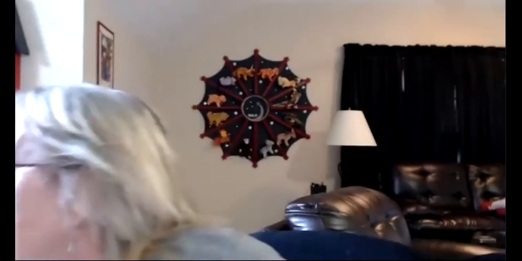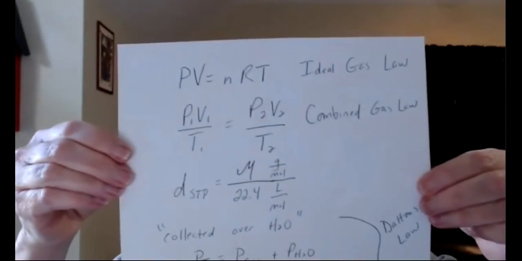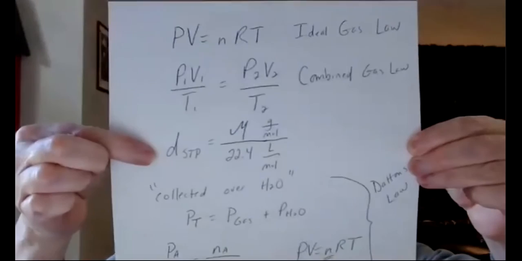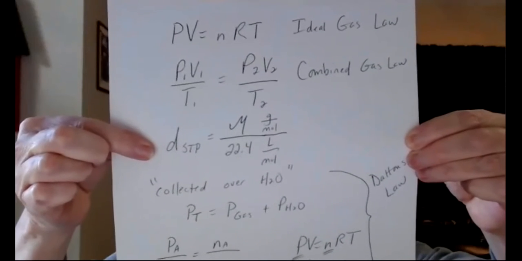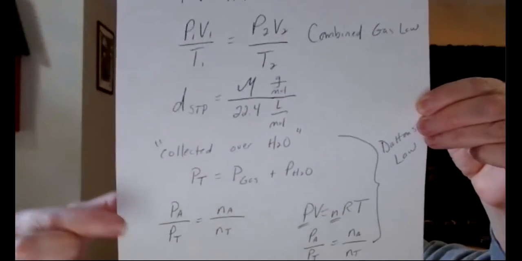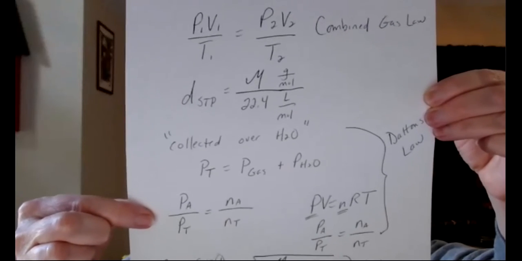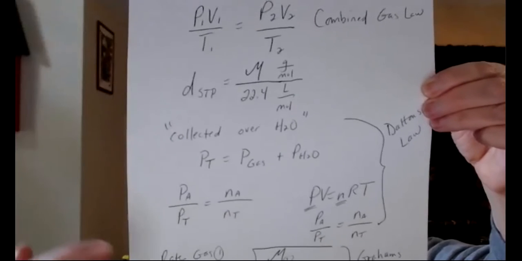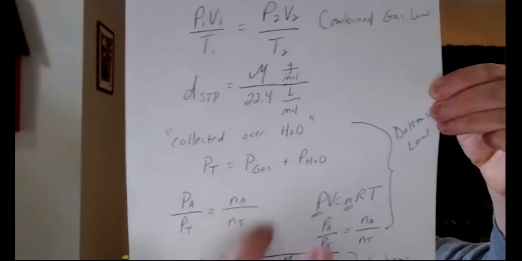Let me find them. Here. These are the main laws. PV equals nRT, combined gas law, gas density at STP. If it says collected over water, or a mixture of 2 or 3 or 4 gases exert a total pressure, you've got to do this. We're going to give you grams, grams, grams. You're going to have to convert to moles.